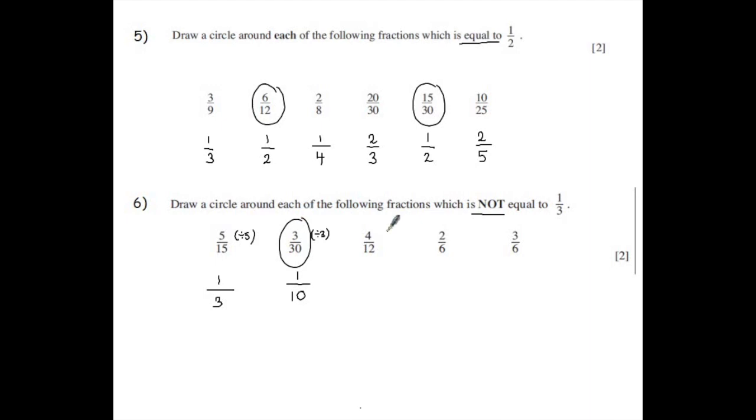4/12, 4 goes into both of these numbers. So if we divide by 4, 4 goes into 4 once, and 4 goes into 12 3 times. You can see it is equal to a third. 2/6, 2 goes into both of these numbers. So if we divide by 2, 2 goes into 2 once, and 2 goes into 6 3 times. Again, a third, do not circle it. And last one, 3/6, 3 fits into both of these numbers. So 3 goes into 3 once, and 3 goes into 6 twice. This gives you a half, not a third, so we can circle it.